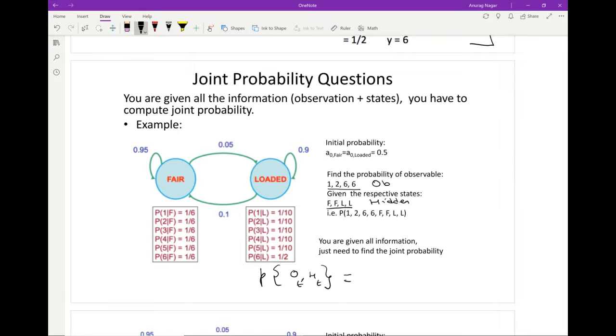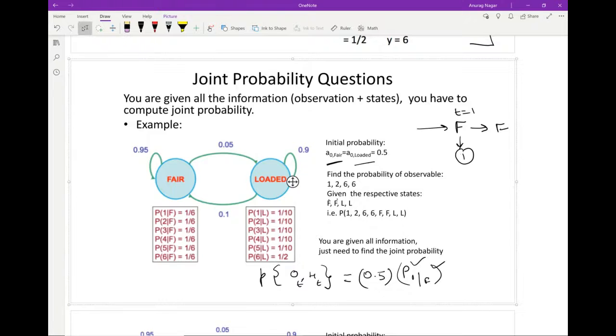So where does the game start? The game starts in fair state. What's the probability of starting in the fair state? Well, you would say 0.5, 50%. Then what happens is the game is in a fair state, and this is the starting t equal to 1 fair state, and then what does it output from the fair state? 1. So probability of outputting 1 given the fair state. Then what happens? There is a jump from fair to fair.